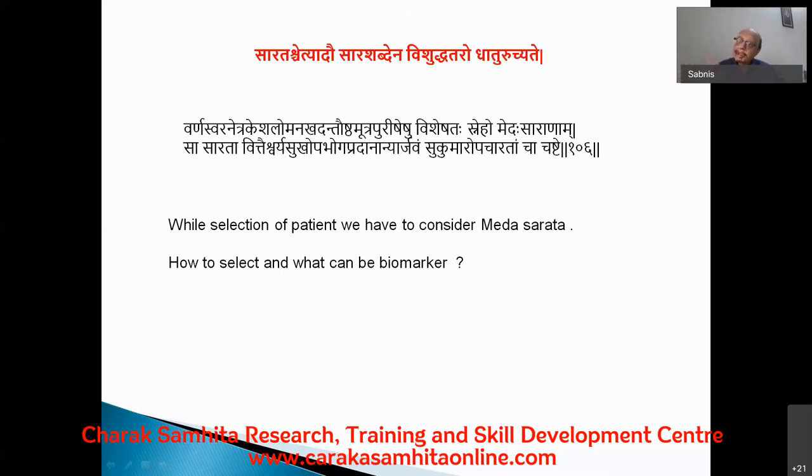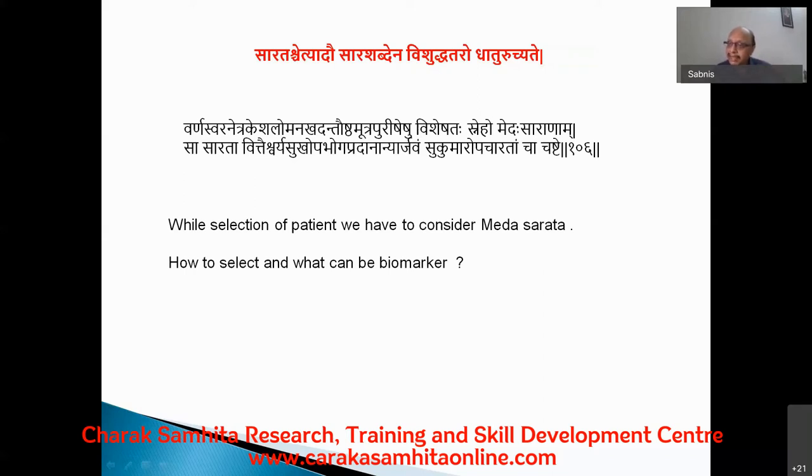fatty liver, the first hit of the fatty liver. Some may have antioxidant activity specific to the Medha tissues or Medha dhatu. So these different types of activities are there. As per their activity, we have to select the biomarker. So when it comes to obesity, the best biomarker is either adiponectin, or, if we are thinking that the patient may have inflammatory changes at the cellular level, then we have to go for high sensitive C-reactive protein. So these can be biomarkers.